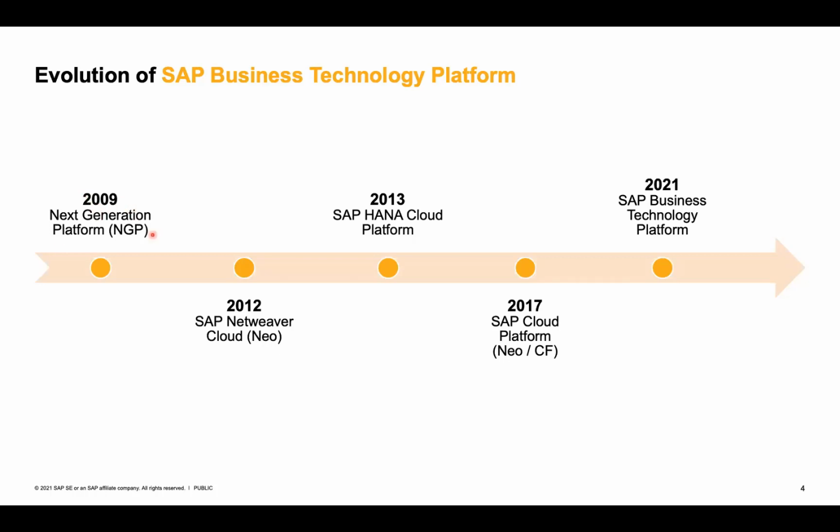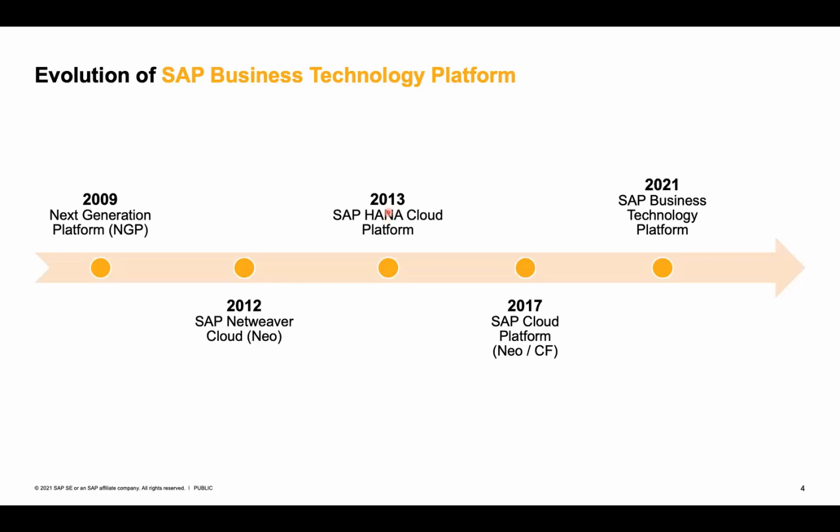So then 3 years later, a lot was done on that platform, and it was made ready to be available for customers. So in 2012, it was actually released under the product name SAP NetWeaver Cloud. And here we see an abbreviation, NEO. So it transformed from NGP to NEO. And this new name actually persisted until today. So we will also hear it later again.